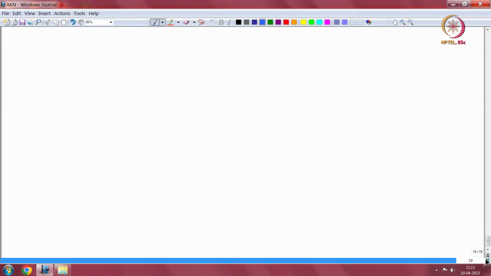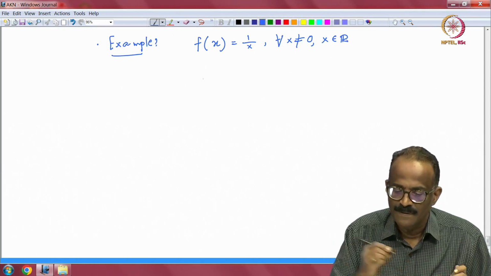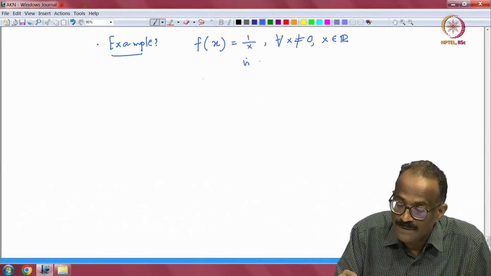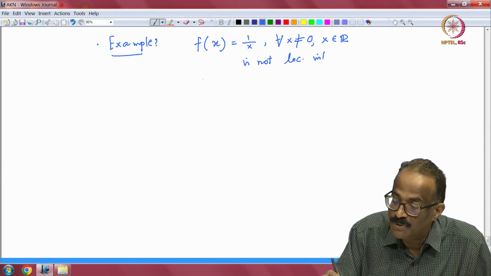Okay, so let us go to another remark, another example, a very interesting example. You will see the importance a little later. Very nice one. Consider this function f of x equal to 1 over x. This is defined for all x not equal to 0, x in R. But this is not locally integrable. That is a problem.